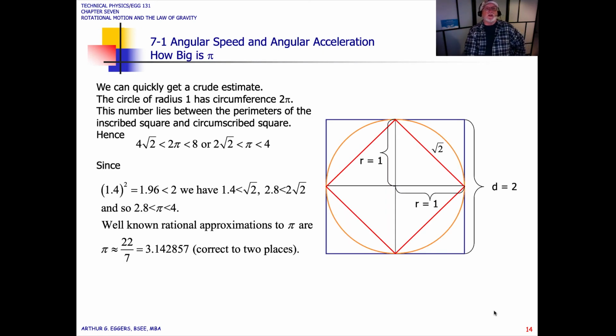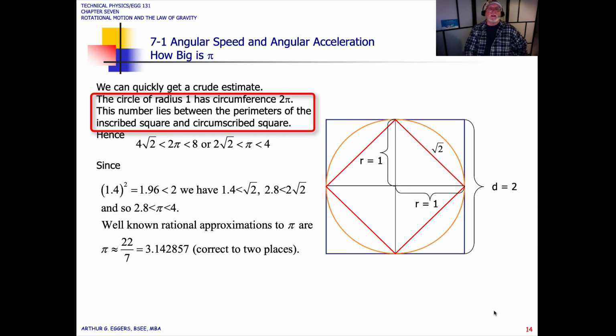So now what we need to do is look at some of the mathematical relationships. We can quickly get a crude estimate of what pi is by doing some divisions also of a circle inside of a square and a diamond inside of that. So the circle of radius 1 has a circumference of 2 pi. So that's the radius, that's the circle. This number lies between the perimeters of the inscribed square and the circumscribed square.